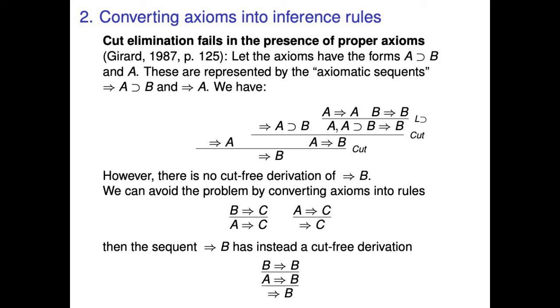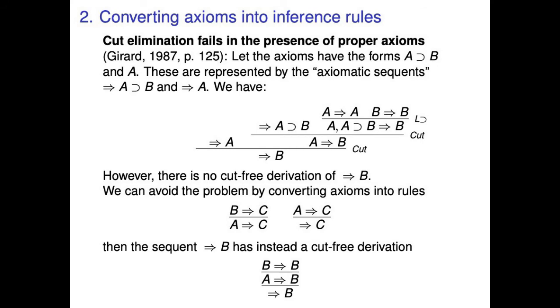So there is a preliminary thing to say: it is a known fact that cut elimination fails in the presence of proper axioms. And there is a counterexample in Negri and von Plato's Proof Analysis, a logical complexity of a derivation. So in a theory where you have axiomatic sequents, A implies B and A, and you derive B, but you don't have a cut-free derivation of the sequent B. But if you convert these two axioms into inference rules, then the implication rule corresponds to this rule, and this is the rule that corresponds to axiom A. And then you get the cut-free derivation of B.